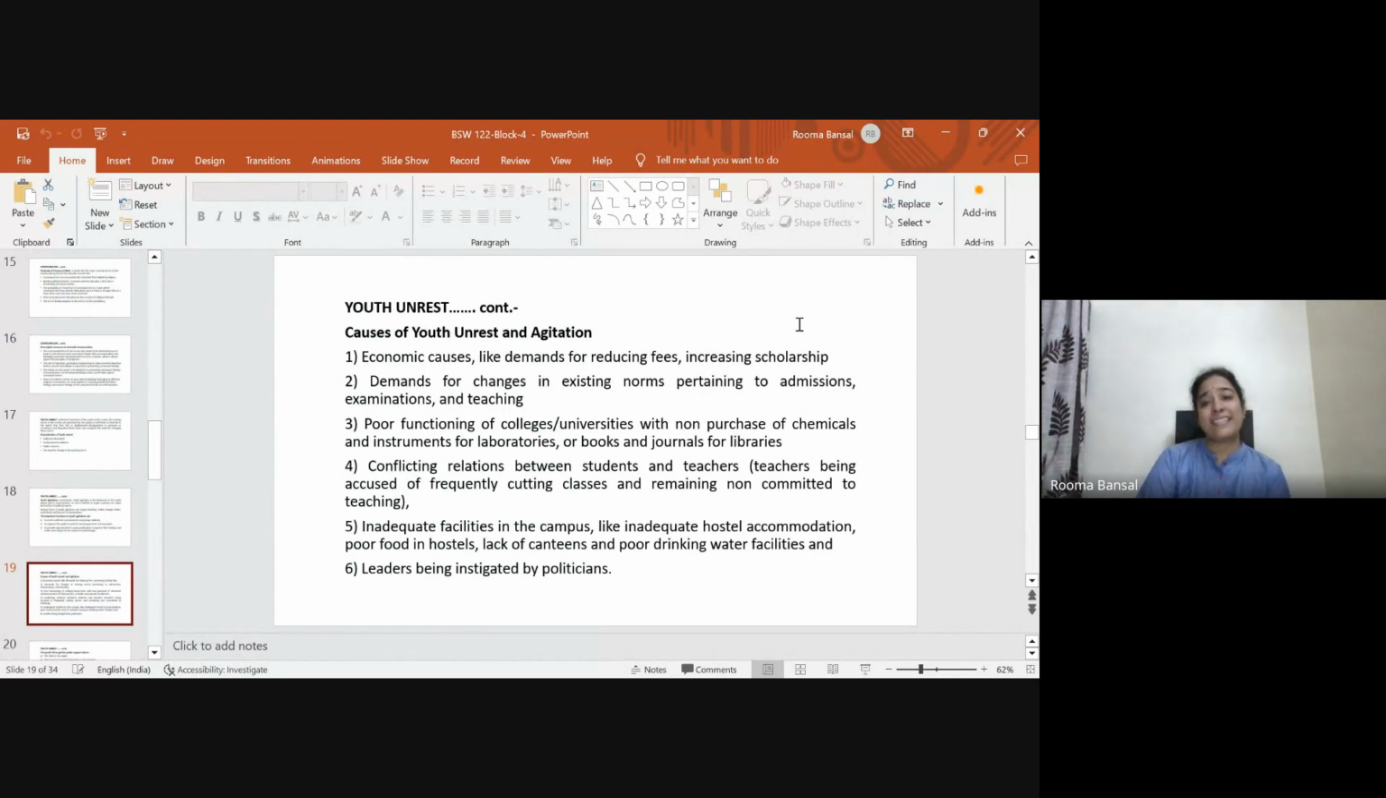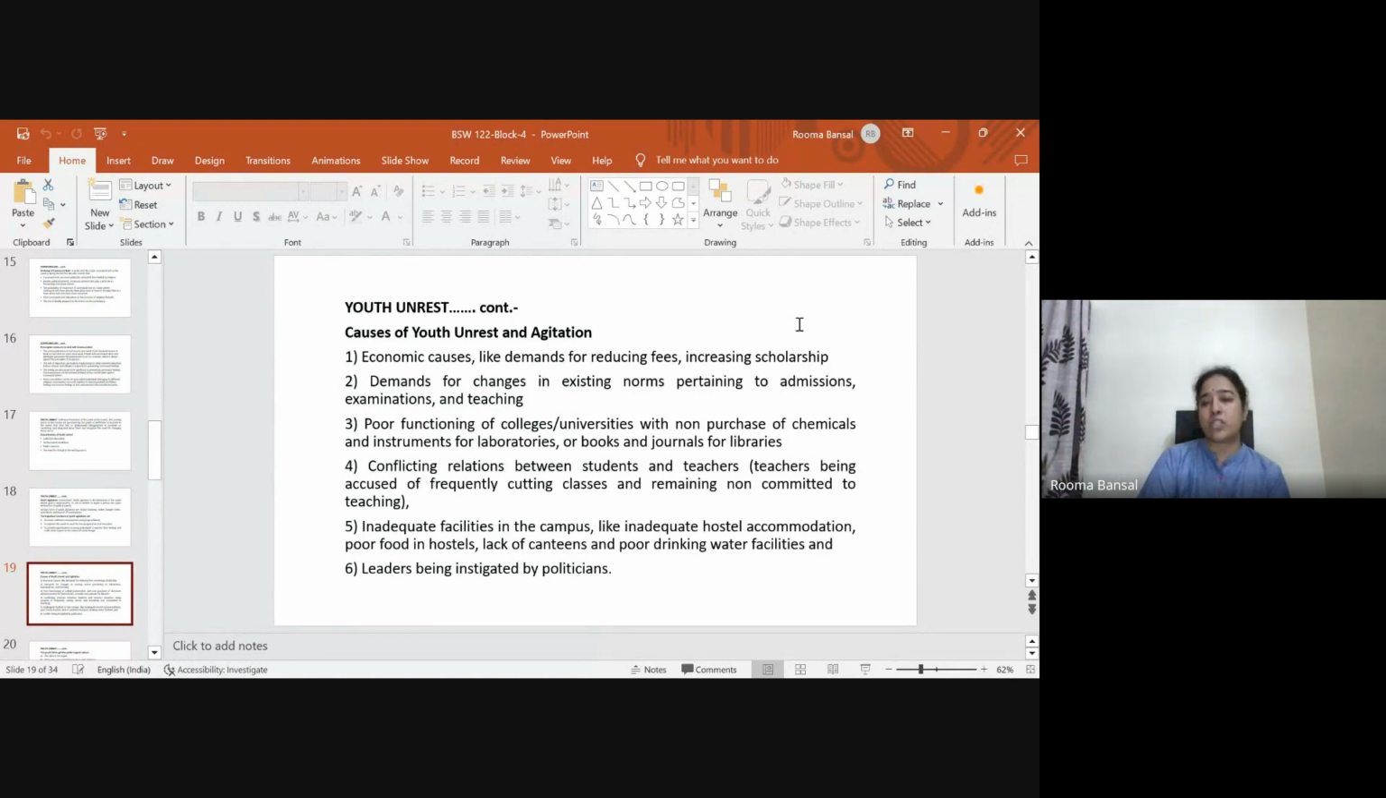Next, demand for changes in existing norms pertaining to admissions, examinations, and teaching. Suppose there are some very tough rules, some very tough criteria related to admissions. Then students of that particular institute go on strike and ask the management to make the rules flexible. Poor functioning of colleges and universities, with non-purchase of chemicals and instruments for laboratories or books or journals for libraries. Generally these are the normal demands of the students. If they are paying the fee, the hard-earned money of their parents, then definitely they are eligible to get these kinds of facilities.